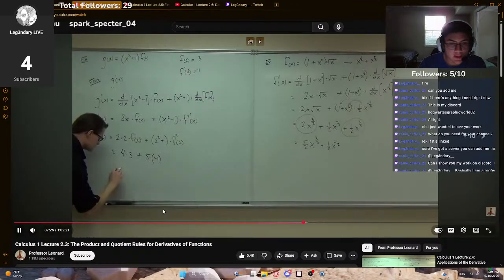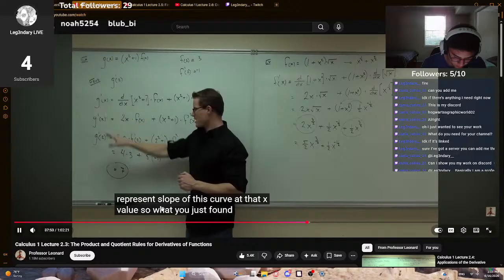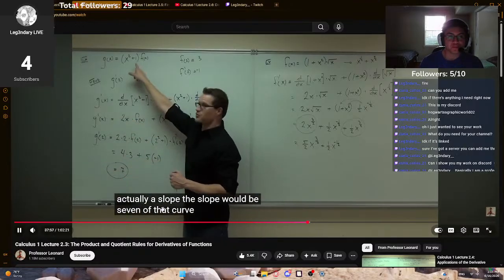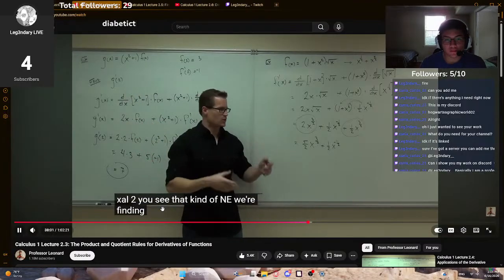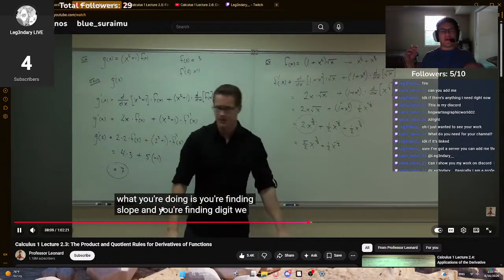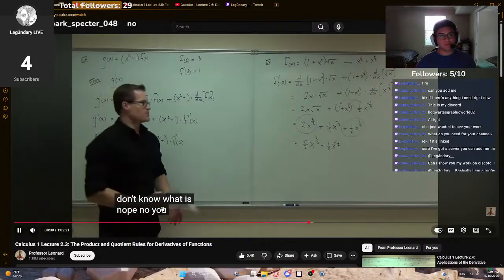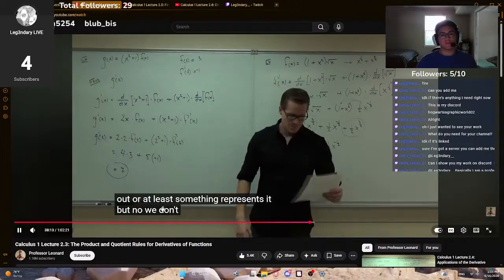So what you just found is actually a slope. The slope of that curve, whatever it is, at x equals 2 would be 7. You see that? Kind of neat. We're finding slope. Always keep that in mind. What you're doing is you're finding slope. Do we know the curve itself? No, we might be able to figure it out, or at least something that represents it, but no, we don't know.